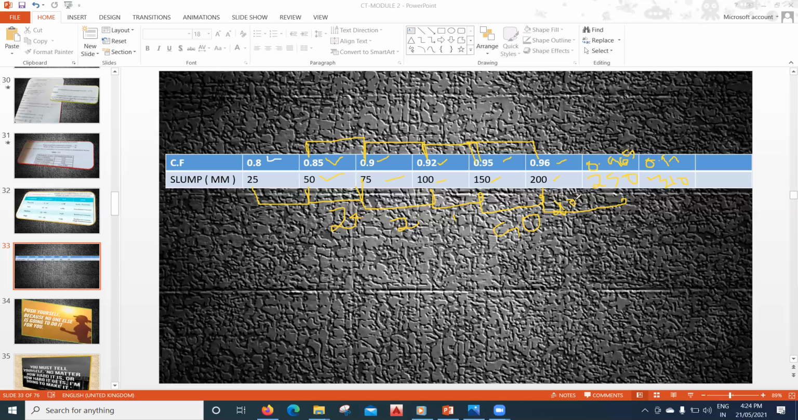So this is all about the compaction factor test. This is one demerit of it. Other than that, you can measure very stiff concrete with it, and it is used for medium workability and so on.